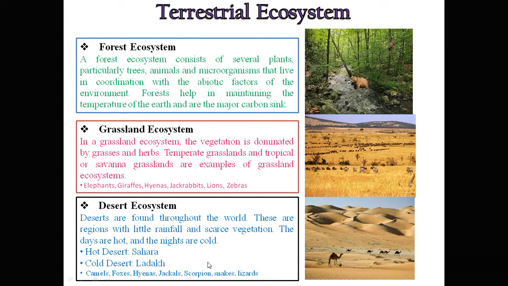Cold desert, the example is Ladakh. It is a cold desert which is found on the eastern side of Jammu and Kashmir near the Great Himalaya. It is also a habitat of many organisms like camels, foxes, hyenas, jackals, scorpions, a few species of snakes, and lizards.